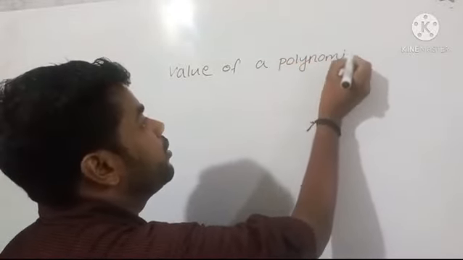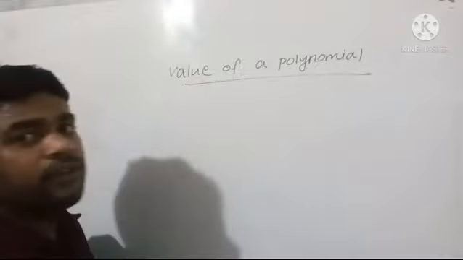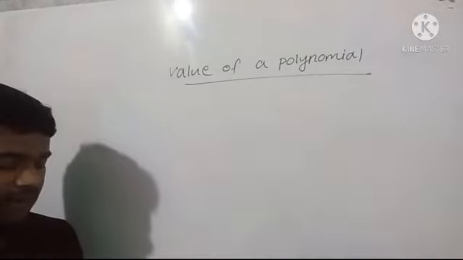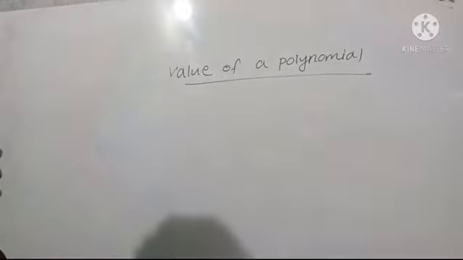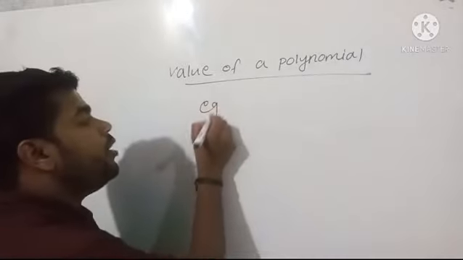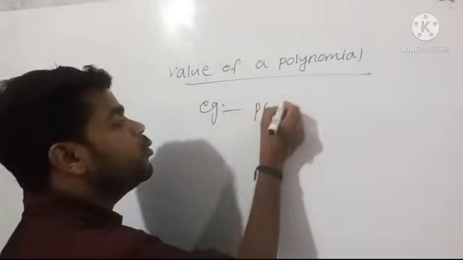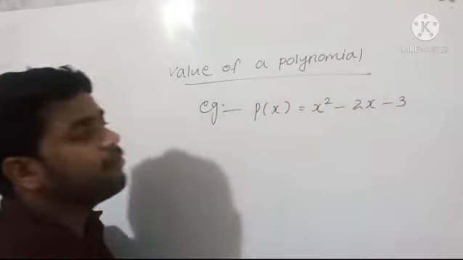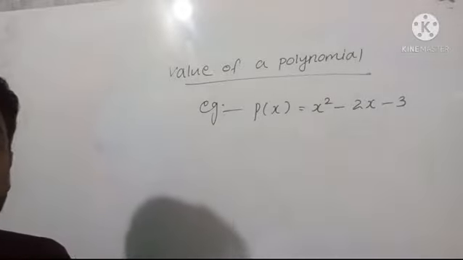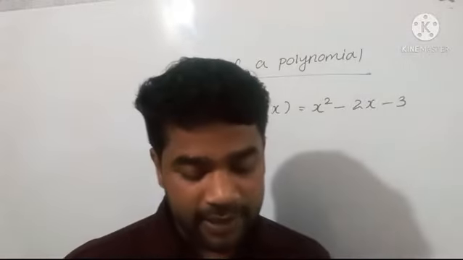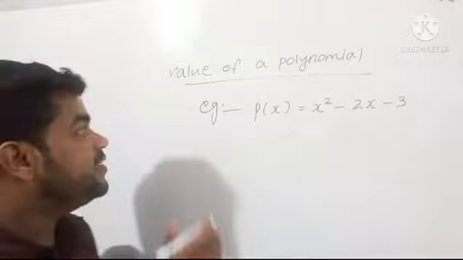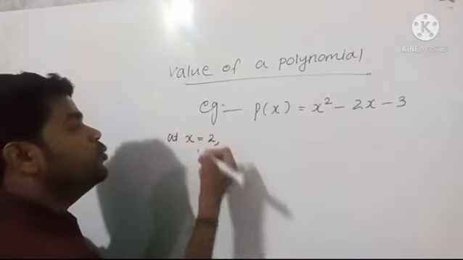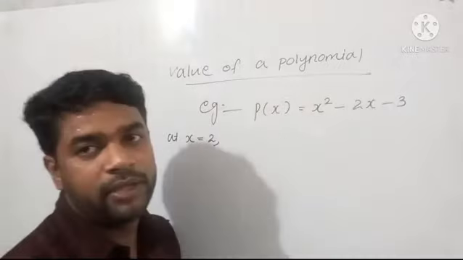Value of a polynomial. Let us see one example. How can we understand the value of a polynomial? Example: p of x is equal to x square minus 2x minus 3. Here I am taking x is equal to 2, then what is the value of this polynomial?